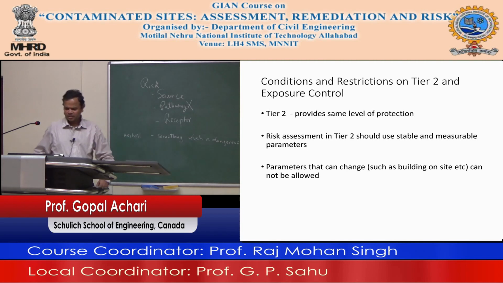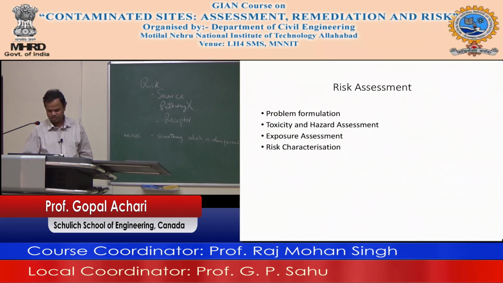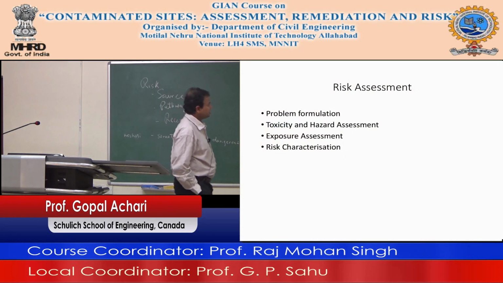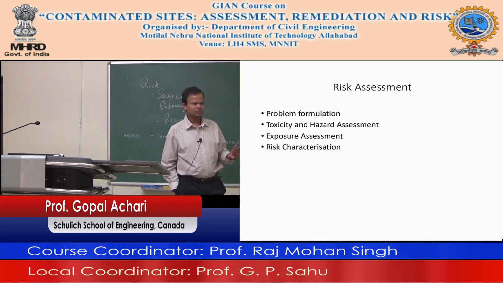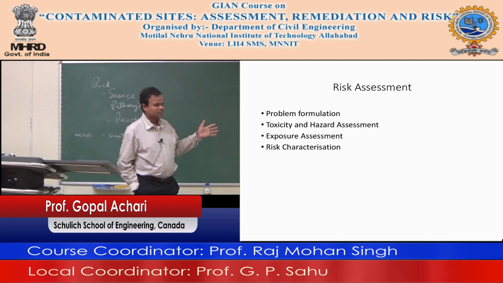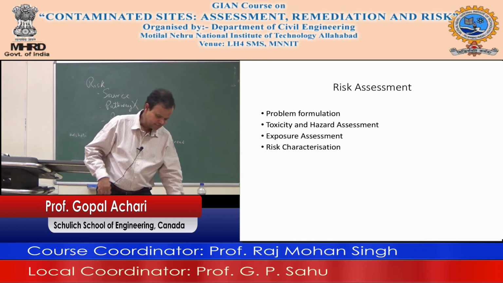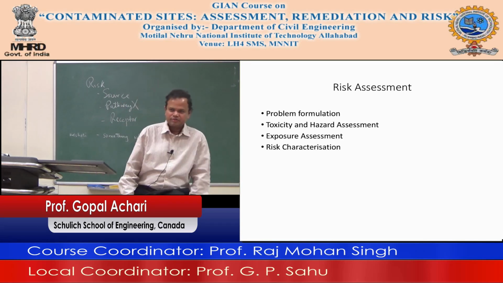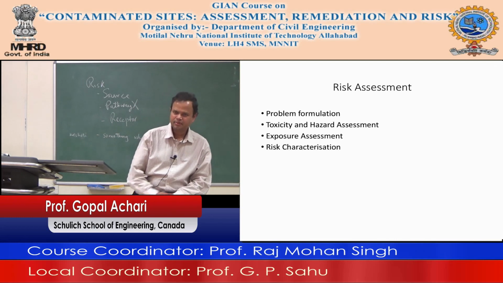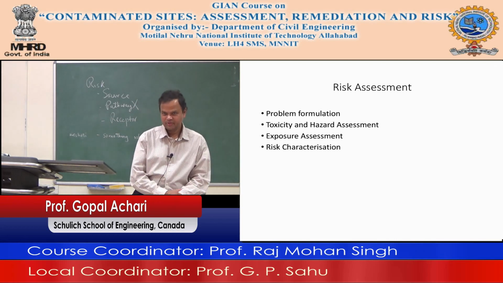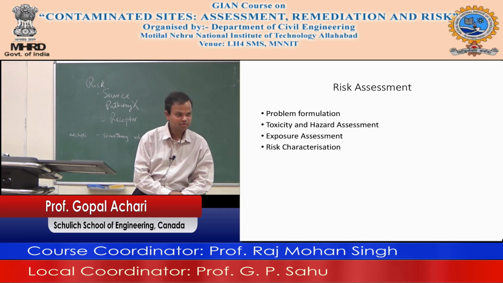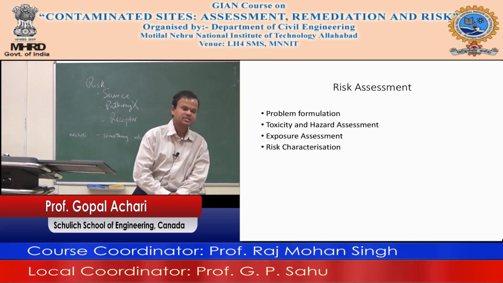Okay, I was talking about risk assessment. For the risk assessment, these are the 4 steps you need to follow. First is what is known as a problem formulation. So let's come back to that example of having a drum in the corner of the room. That's a simple example. That's the problem formulation, the very fact that it is present and what is the risk it is posing to everybody.